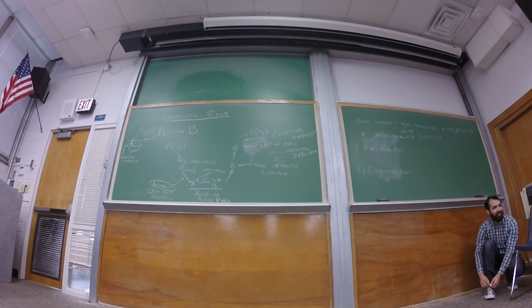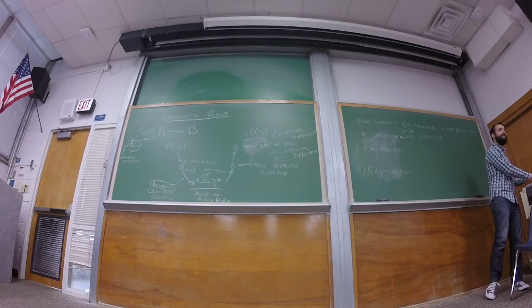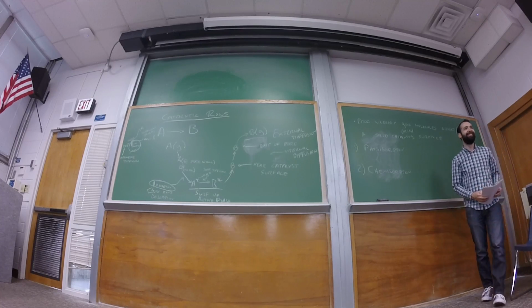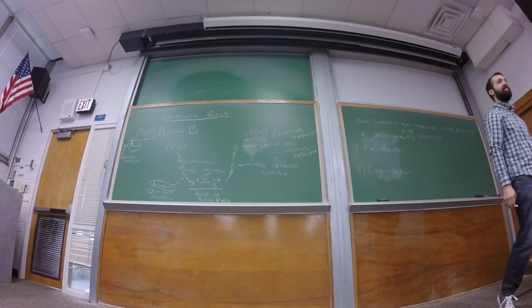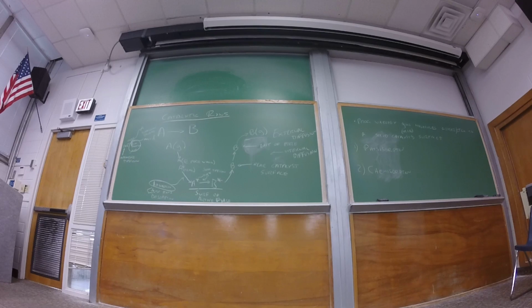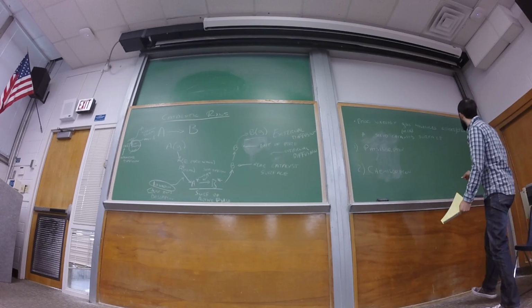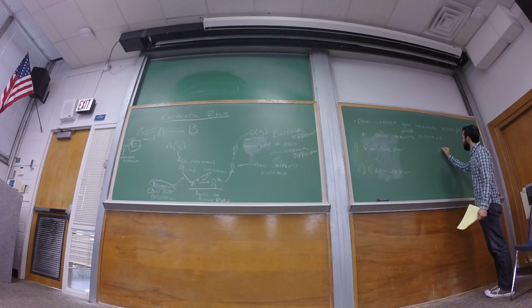Okay. Good identifying the root word. Care to elaborate? Chemisorption is a substance actually bound to the surface, whereas physisorption is just kind of stationary.